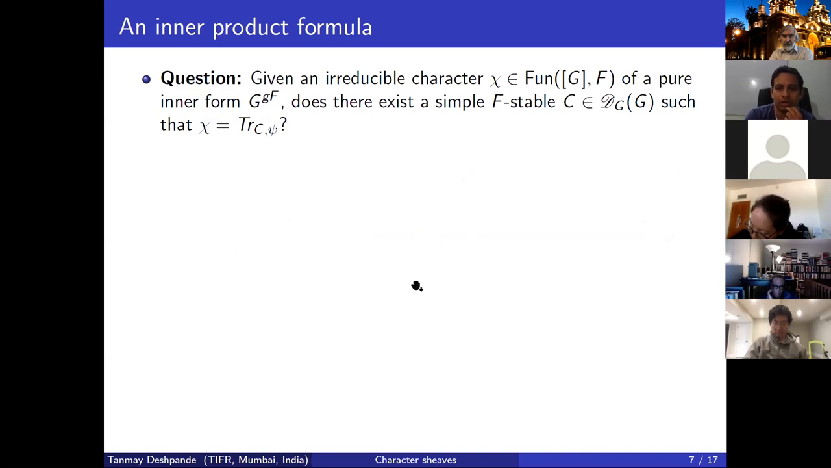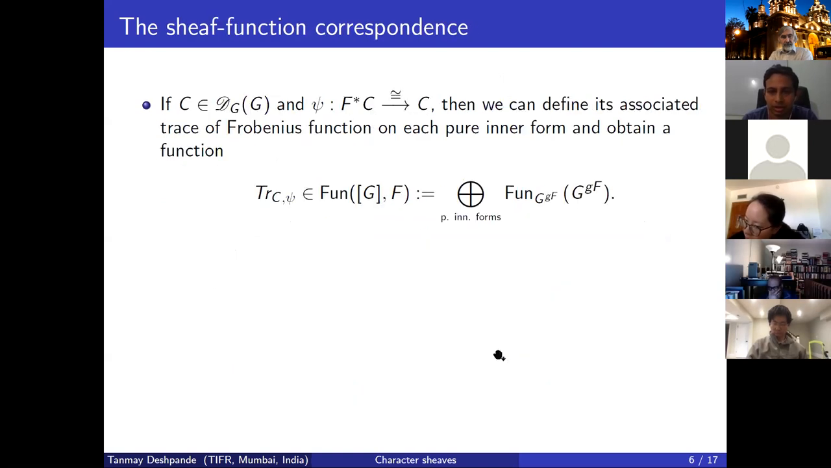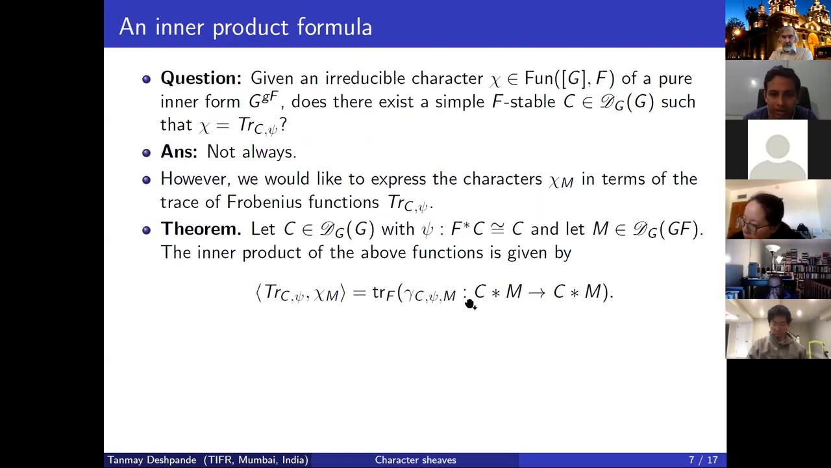let me go back here. So remember that we constructed this automorphism. So this is an automorphism in this category of representations. And in fact, in this category of representations, we can take traces. And this is essentially what I'm doing on the right-hand side here. I'm taking the trace of this automorphism and I'm normalizing it in a certain way. This is the normalized trace of this automorphism. And here I have the inner product of these two class functions. So that's the first relationship that we have between these two types of class functions.